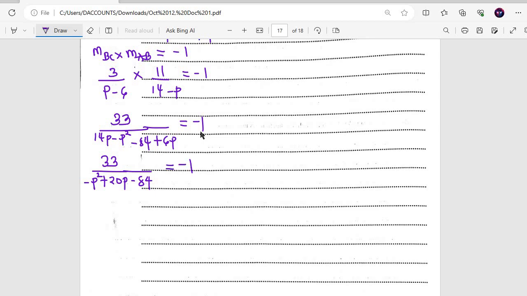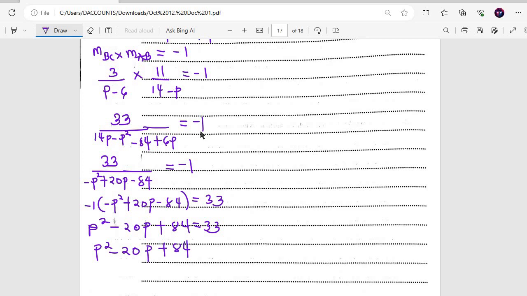Then cross multiply: minus 1 times minus P squared plus 20P minus 84 equal to 33. Open the bracket, so we have P squared minus 20P plus 84 equal to 33. So P squared minus 20P plus 84 minus 33 equal to 0. 84 minus 33 is 51. So I have P squared minus 20P plus 51 equal to 0.